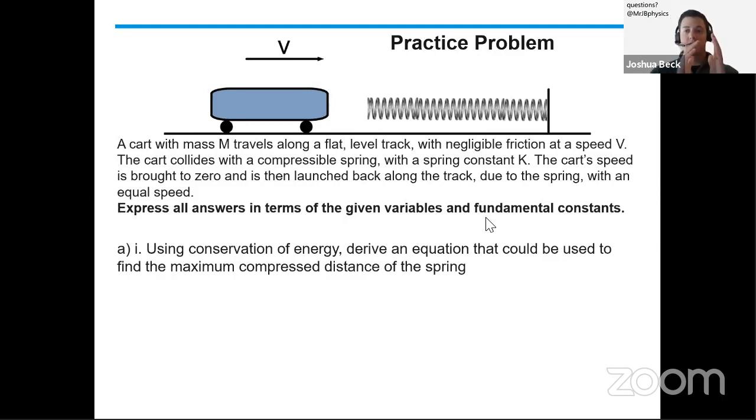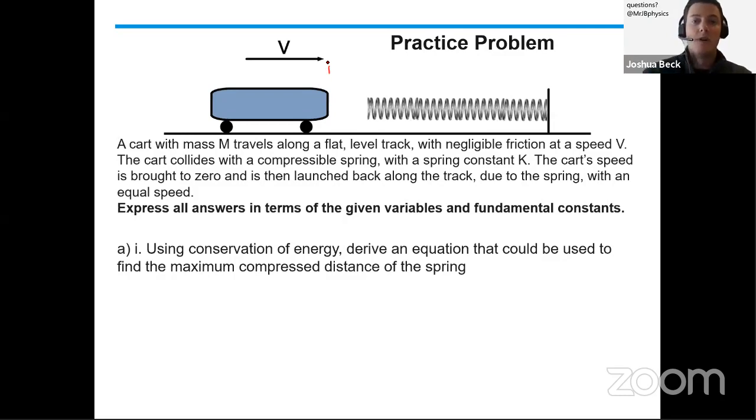When it hits this, it's going to be brought to a speed of 0, and then it's going to be launched off, and you're told that it's launched with an equal speed off in the other direction. All right, so the first part of this says, using conservation of energy, derive an equation that could be used to find the maximum compressed distance of the spring.